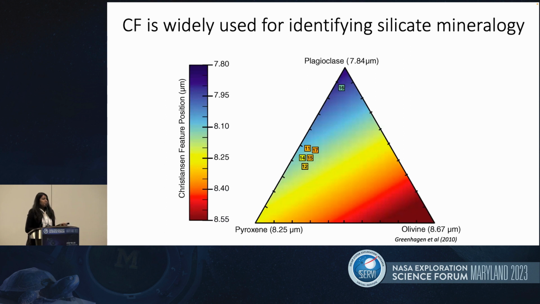The data points we see here are the samples from Apollo missions like 11, 12, and so on. However, if you focus closely on these plots, with just the CF position, we can have a variety of mineralogy combinations. So just having a CF position may not really help us to map the silicate mineralogy in an unambiguous way.